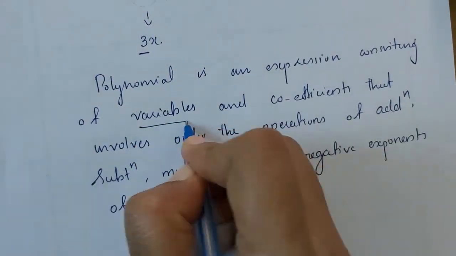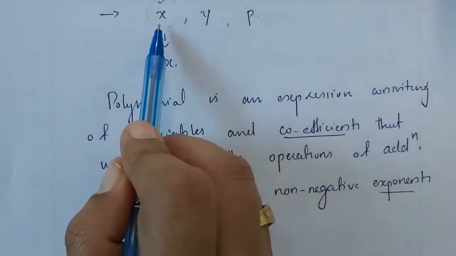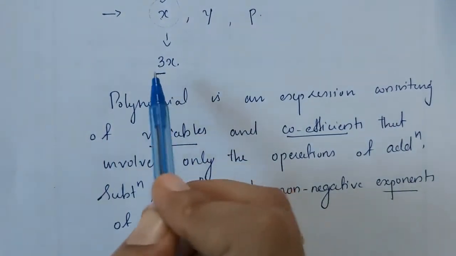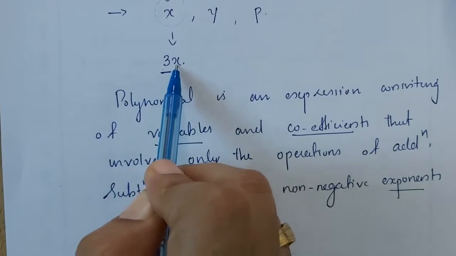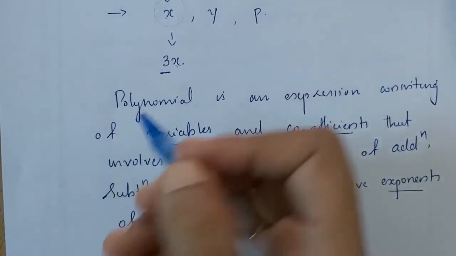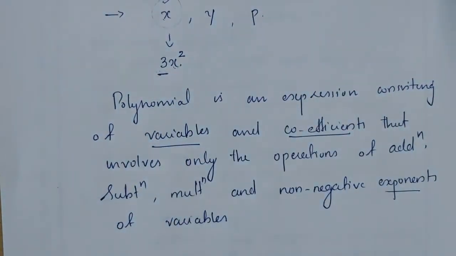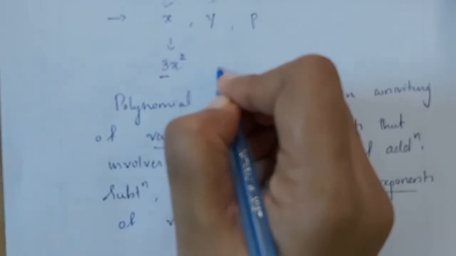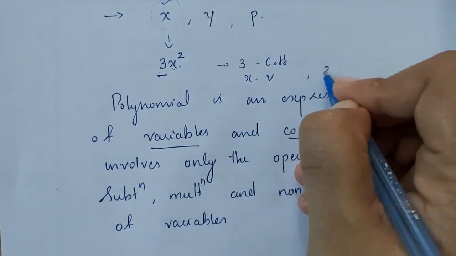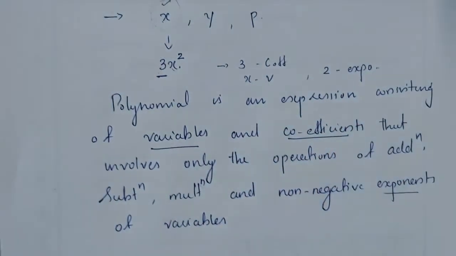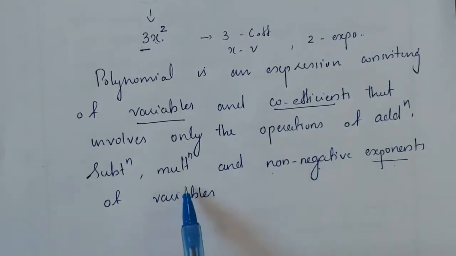Here one thing is the variable, another is the coefficient, and the third is the exponent. We explained what a variable is. A variable can take any value. And what is a coefficient? If a variable has a value before it, that is 3 into x, 3 is the coefficient. And exponent means, in 3x square, 2 is the exponent of the variable x. Here 3 is the coefficient, x is the variable, and 2 is the exponent. Hope you understand. And the final condition: non-negative exponents of variables.